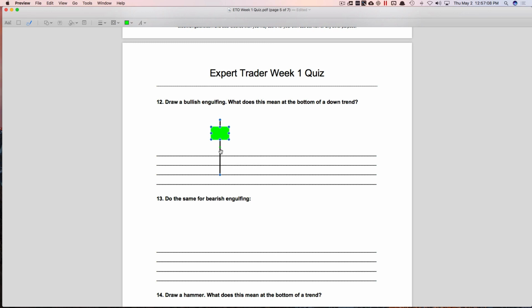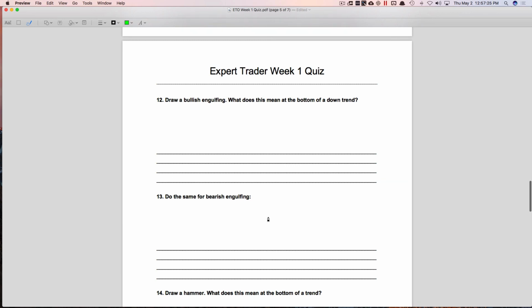If I shift-click, I can hold multiple items and then move them together as a single object. Shrink this little line up a little bit. Whatever. You get the idea. You can draw simple shapes. This isn't a test of your drawing abilities. This is just to show, do you understand the basic general concept of what we're talking about in terms of the shapes of these candles.